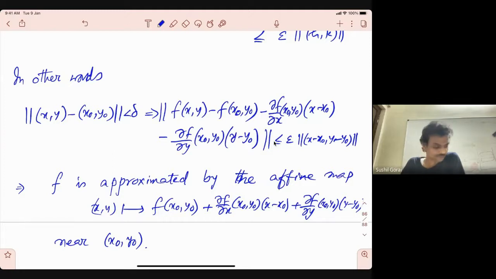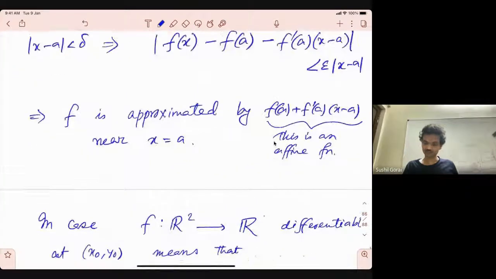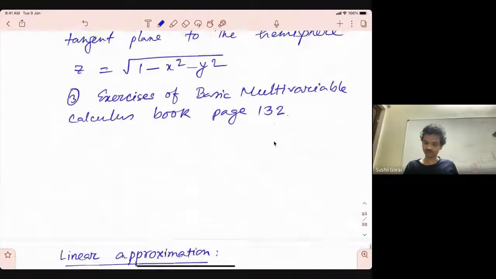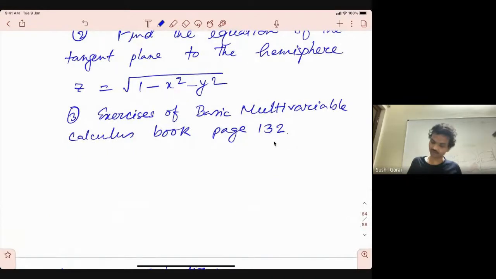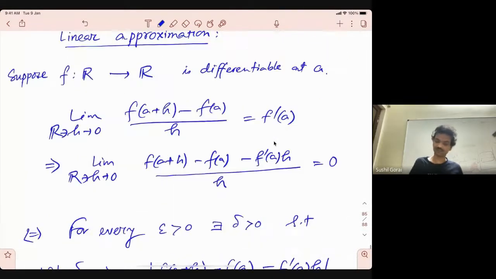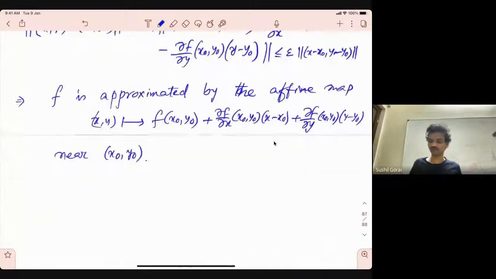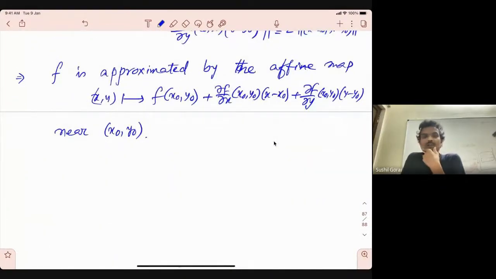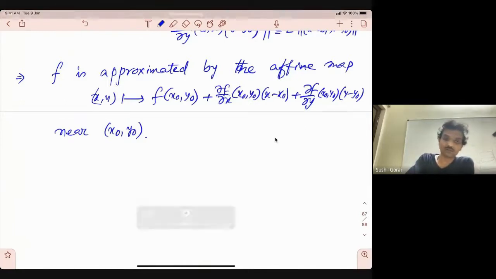Any question here? So here, page 1 and 133. Any question? Okay, so then I'll stop today.